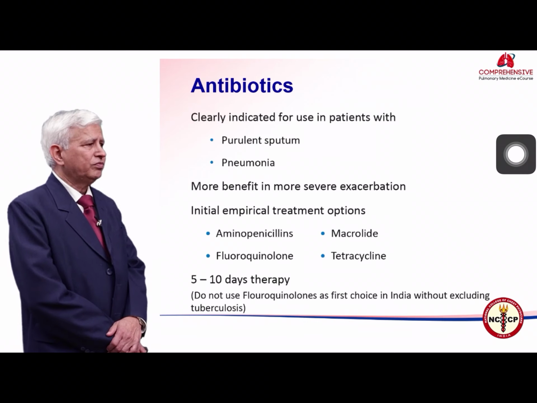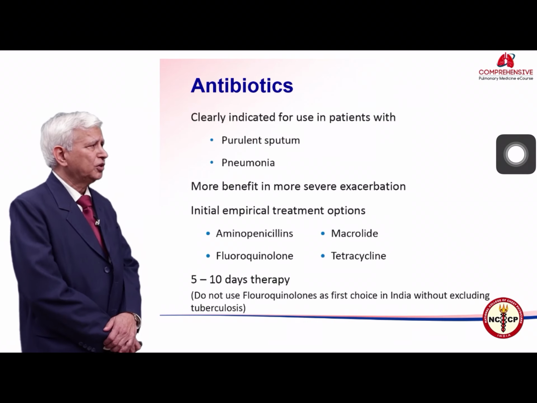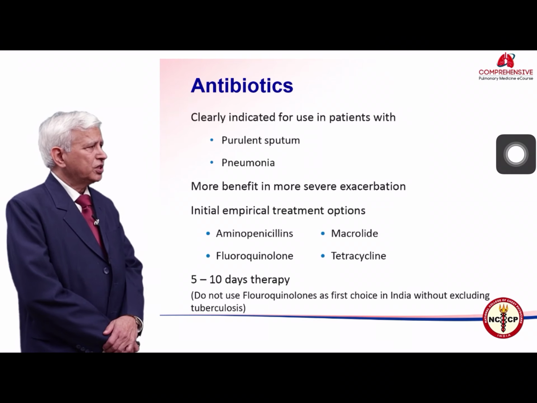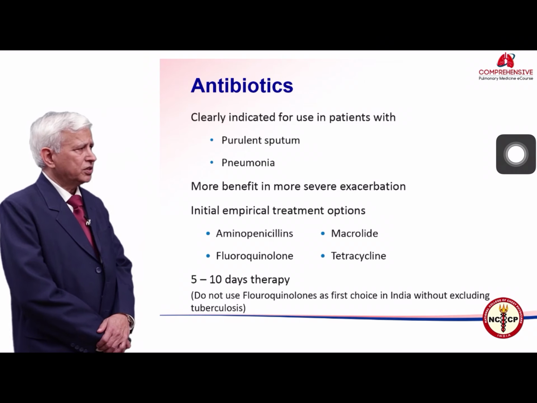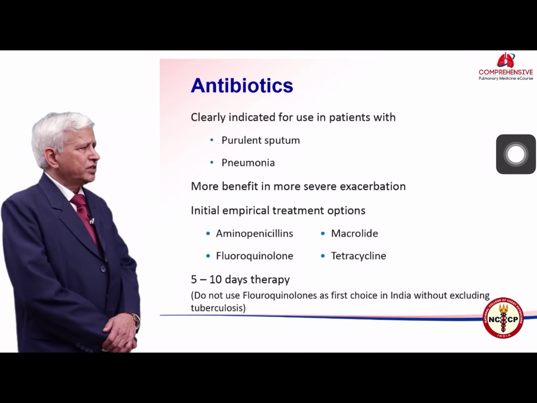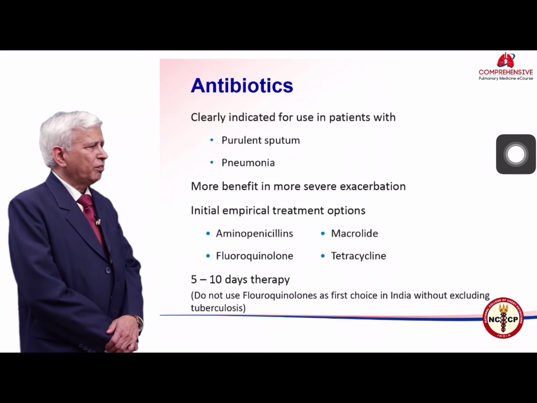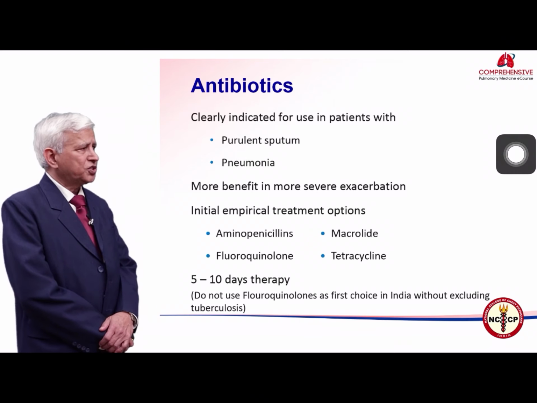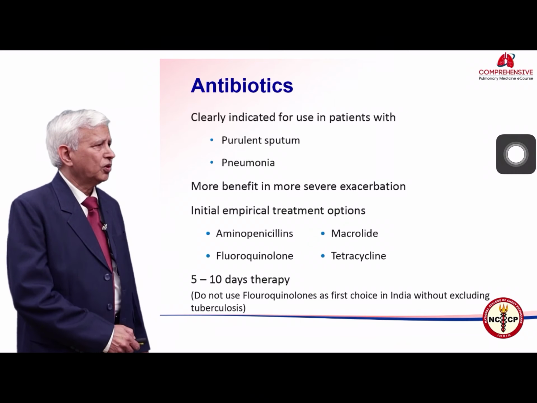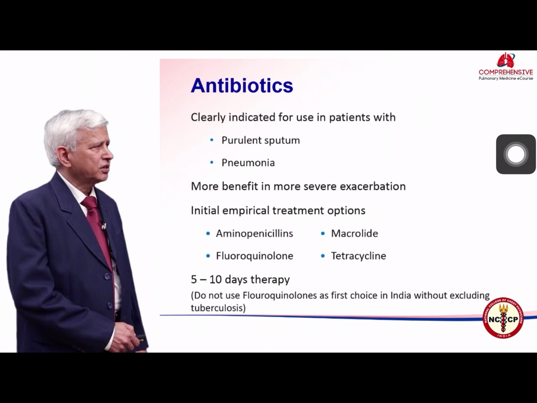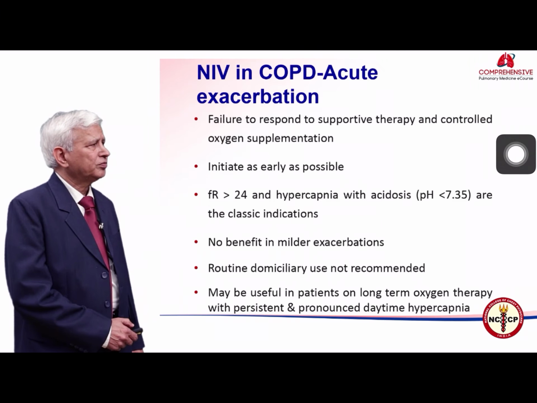Antibiotics are required only when there is infection, for example, purulent sputum and pneumonia. There is more benefit in more severe exacerbations. Initial empirical treatment options are aminopenicillins, macrolides, fluoroquinolones, and tetracyclines. Five to 10 days of therapy with antibiotics is given. In this country, we always recommend that fluoroquinolones not be used as the first choice without excluding tuberculosis, because we all know that fluoroquinolone is a good anti-tubercular drug, so it can mask the diagnosis of tuberculosis.